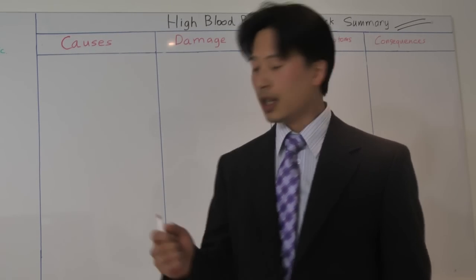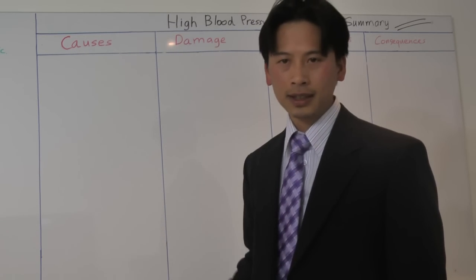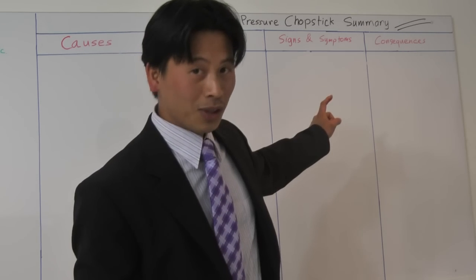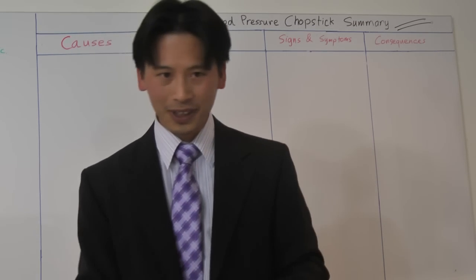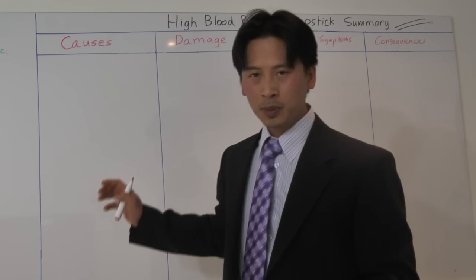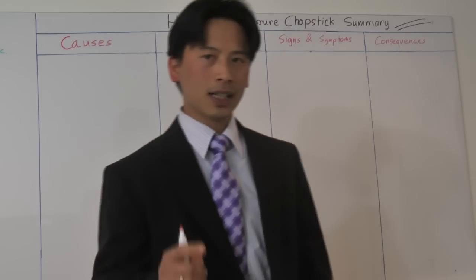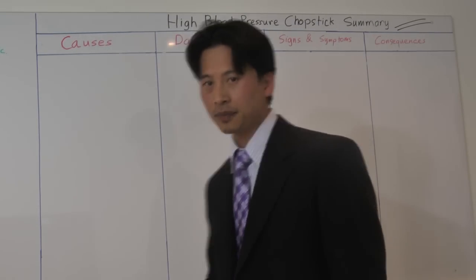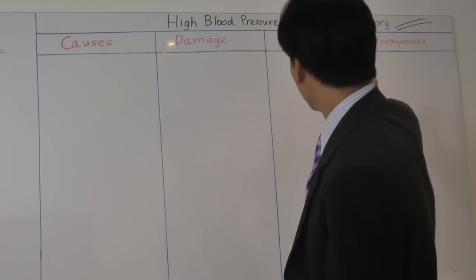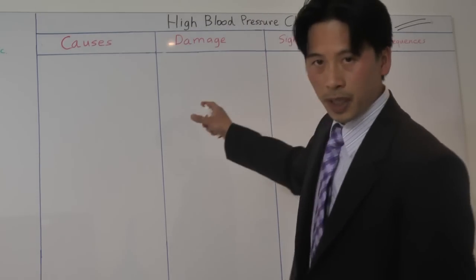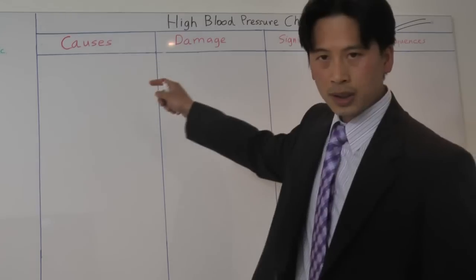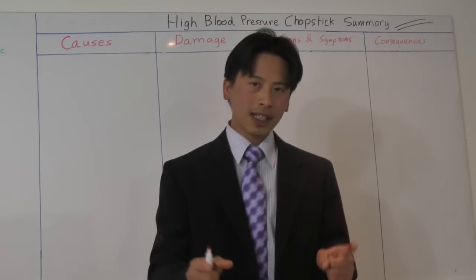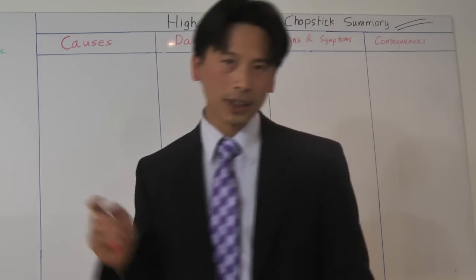Now, high blood pressure is a lot more complicated than a simple cut in the finger, and it has a lot more worse consequences compared to just a cut on the finger. Before we start on high blood pressure, for you to get the most out of the discussion today, I would recommend that you get some pen and paper handy. Write down the Chopstick Summary, divide your page into 4 columns: causes, damages, signs and symptoms, and consequences. When you've done that, come back and we will start the discussion.